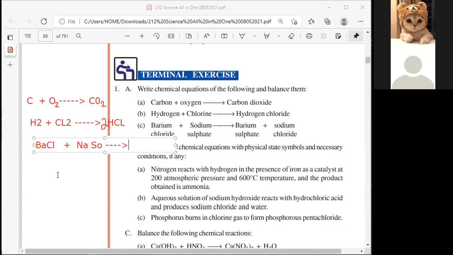We are going to get, let me write those numbers. Here I'm getting BaCl2, Na2SO4, and now it is a displacement thing. Barium will get connected to the sulfate. So what am I going to get? BaSO4. Am I right? And what am I going to get? NaCl plus NaCl.